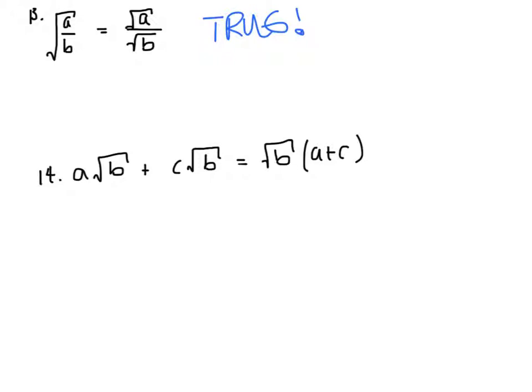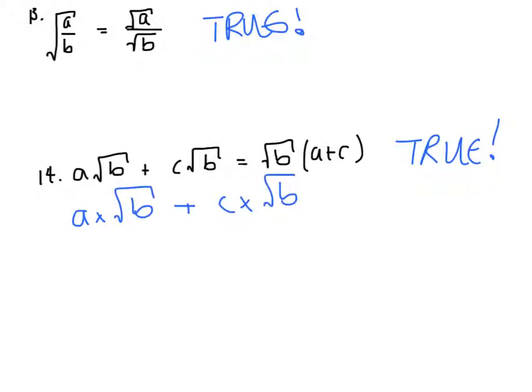Number 14 is true. Because what we've got here is a times root b. That's all a root b is. And then we've got c times root b. So we can factor out the root b. And we're left with a plus c.